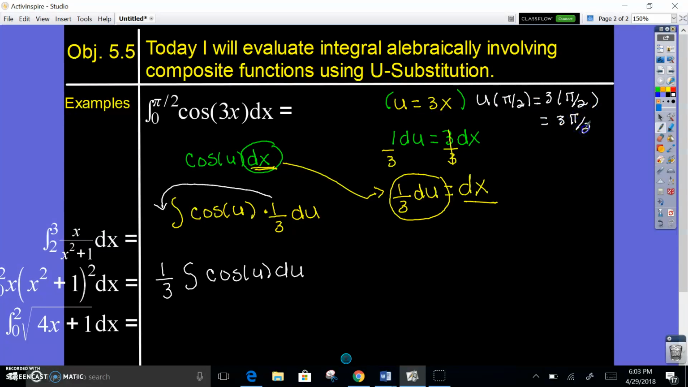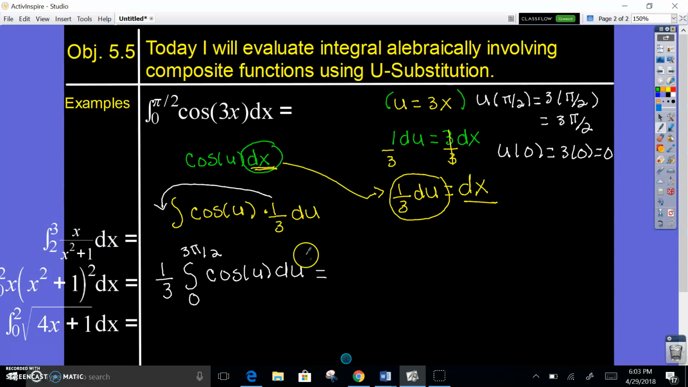So that means that the boundary that used to be pi halves is now going to be 3 pi halves for my new integral for the u substitution. Then I'm going to do the same thing with the lower boundary, 0. So u of 0 is going to equal 3 times 0, which is 0. So that means my lower boundary stays at 0. Okay, and now I'm ready to evaluate.